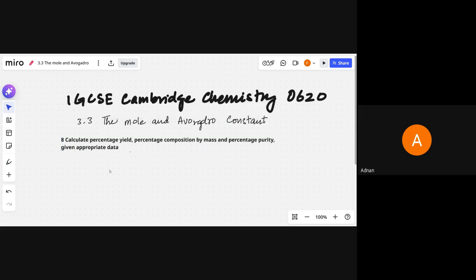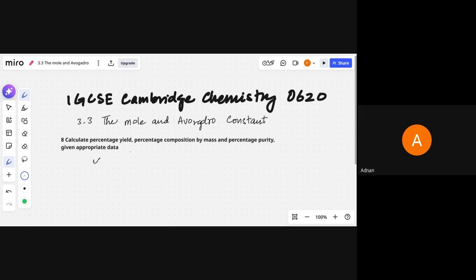Okay, so it says to calculate percentage yield, percentage composition by mass, and percentage purity given appropriate data. So we need to understand what is percentage yield and what is percentage composition by mass and what is percentage purity and how to calculate them. So now let us take a look at percentage yield first.